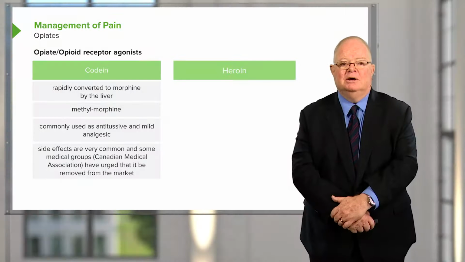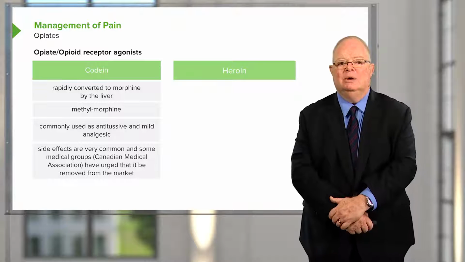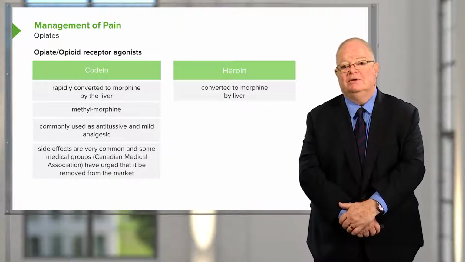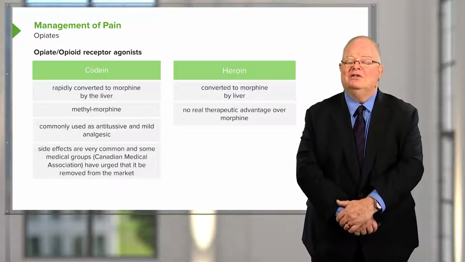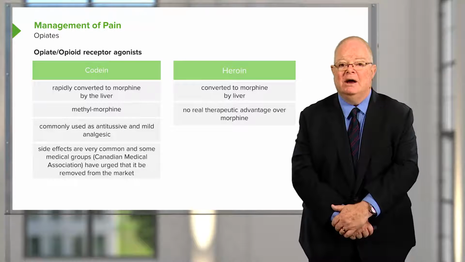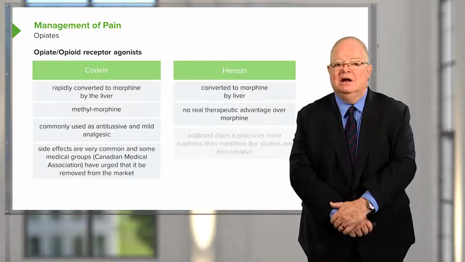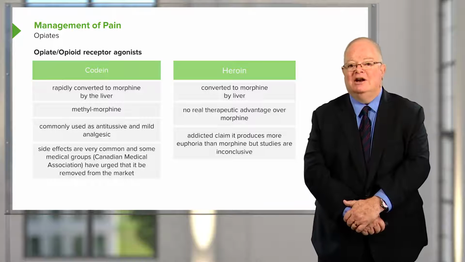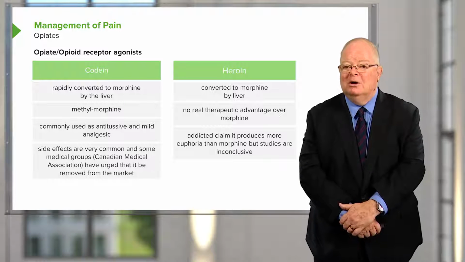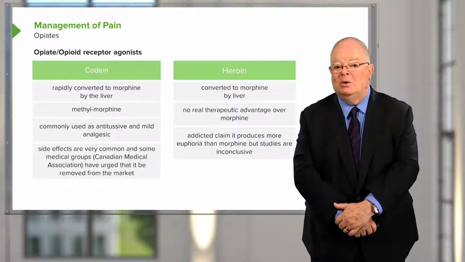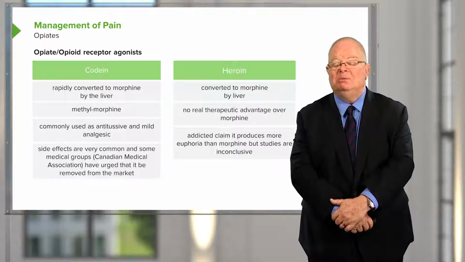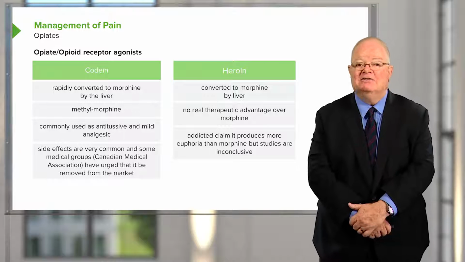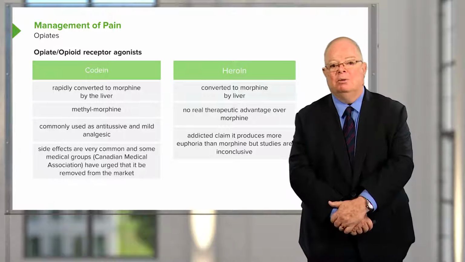Heroin, the drug which most addicts will tell you is the drug that gives them the best feeling, is also converted to morphine when it's given. There is no evidence in the therapeutic literature that heroin is a better analgesic than morphine. But addicted people will tell you that it produces more euphoria than morphine, but those studies are inconclusive. So why do people crave heroin? We really don't know. It doesn't appear to have any particular properties that make it either superior or very different from morphine, and the active agent from heroin is morphine.